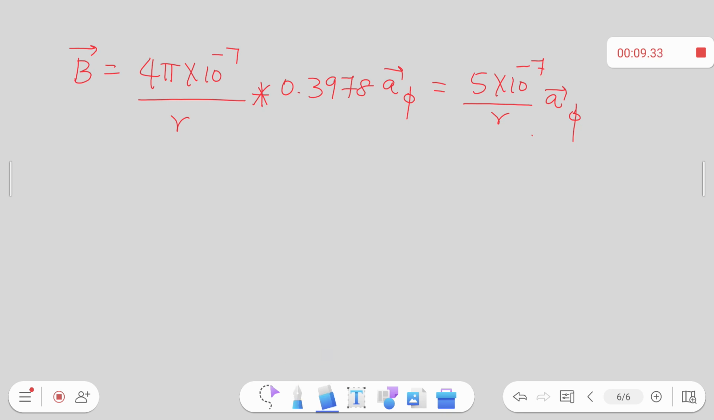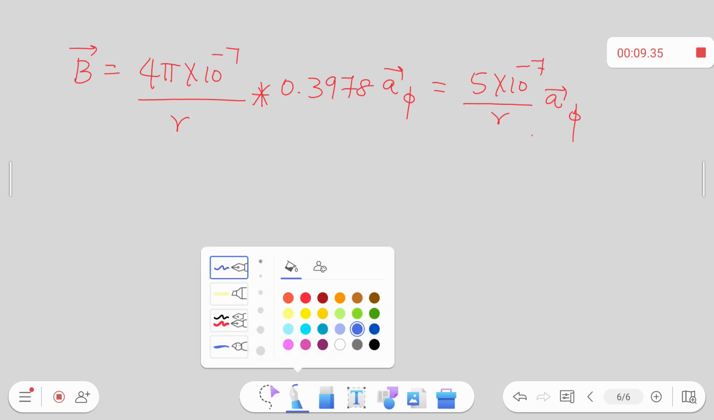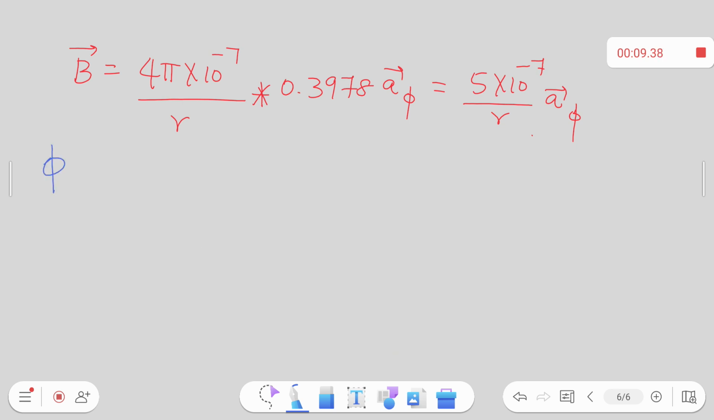Now we will calculate the total flux passing through the given plane, that is phi. The formula to calculate the total flux is the surface integral of your magnetic flux density over the surface, so it is a surface integral of B vector dot ds. As already given in the question, the orientation is along phi direction. So my surface area ds is calculated by dr dz into A vector phi. So this is my surface area.